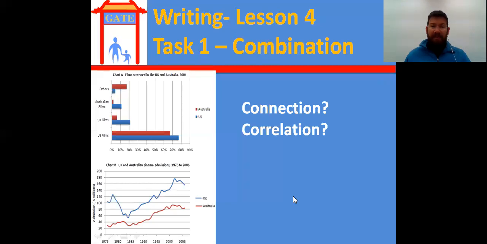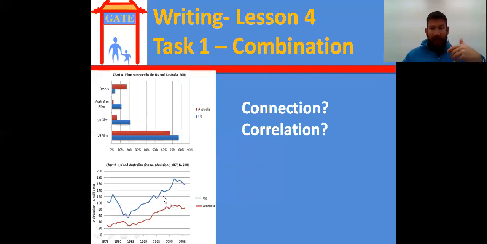Now, sometimes there is no real correlation at all. So, for example, here we have films shown in the UK and Australia and where they are from, whereas this just shows how many millions of people watched films in the UK and Australia in different years. I mean, yes, they're both about films, but there's no other real connection. The only thing you might say is that this is 2001, and if we look at 2001, it's kind of the highest peak period in this line graph.